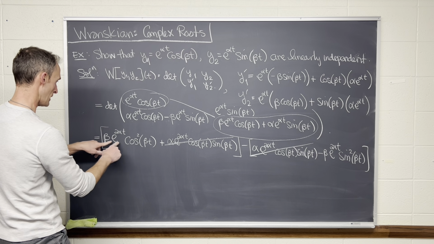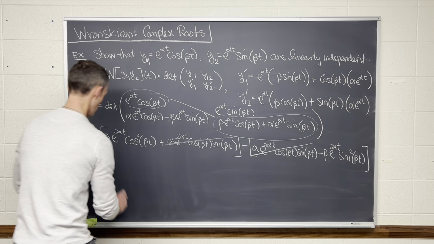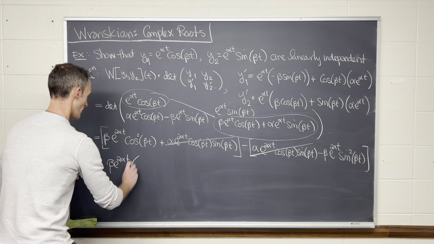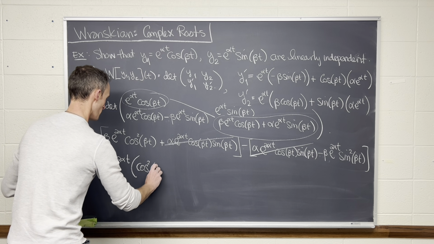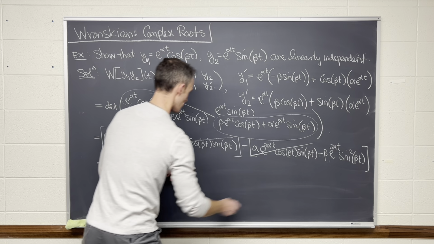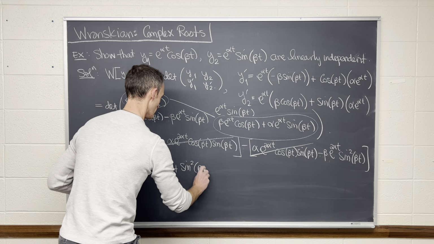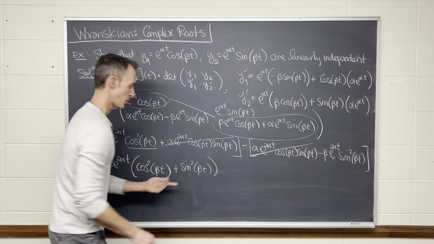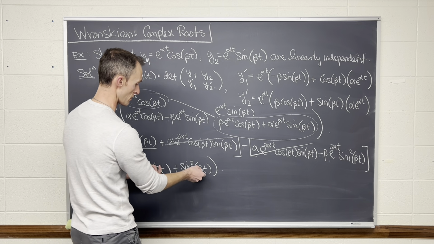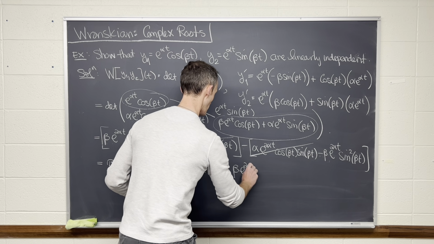And now I'm left with what? I'm left with a beta e to the 2 alpha t minus beta e to the 2 alpha t. So I'm going to get a beta e to the 2 alpha t times what? Cosine squared of beta t coming from this term, plus sine squared of beta t. And thankfully the Pythagorean identity tells me that cosine squared of theta plus sine squared of theta is 1. So this whole thing is just beta e to the 2 alpha t.